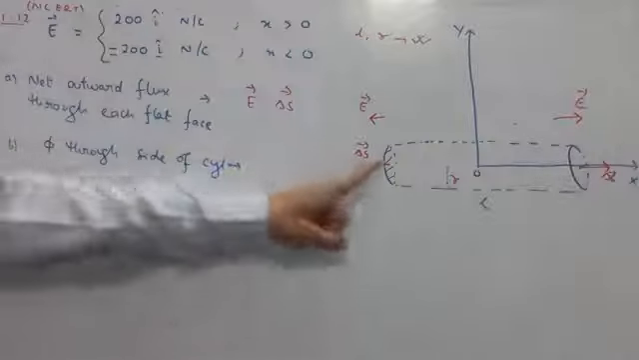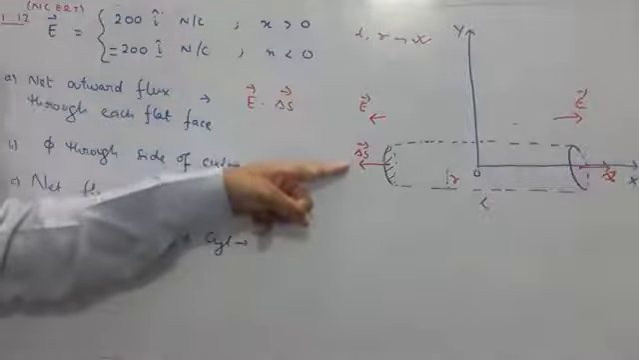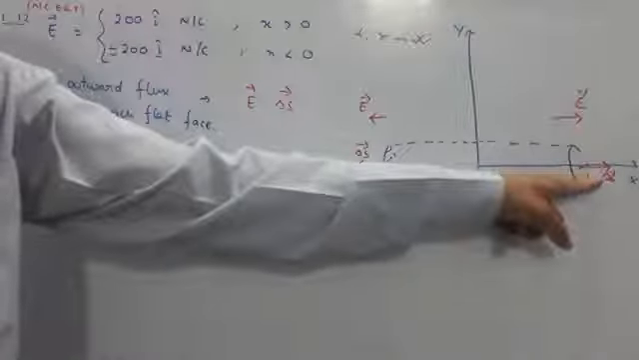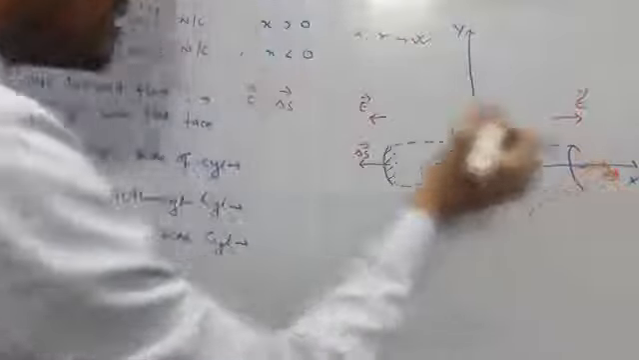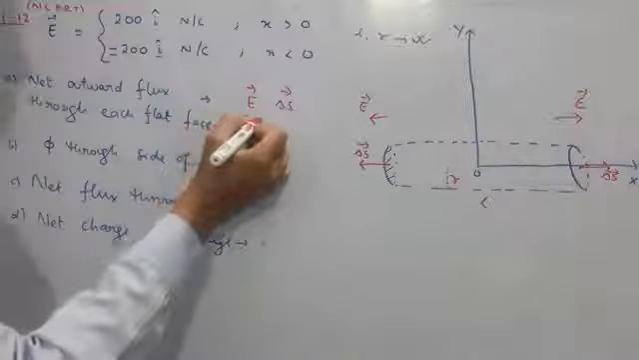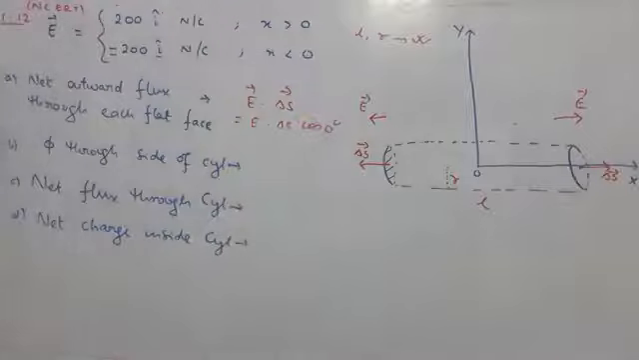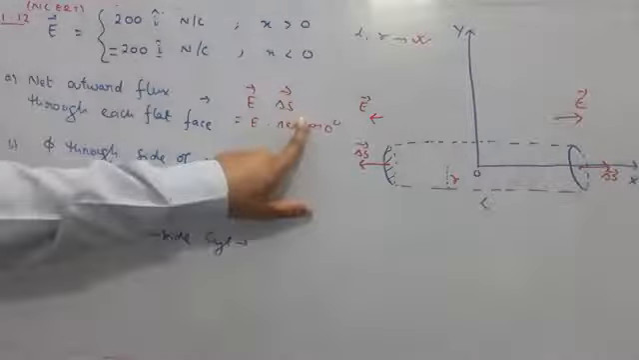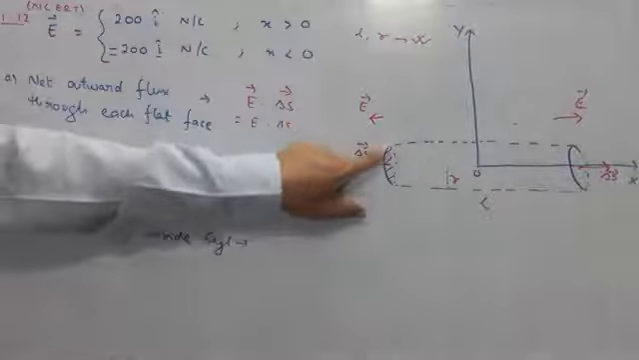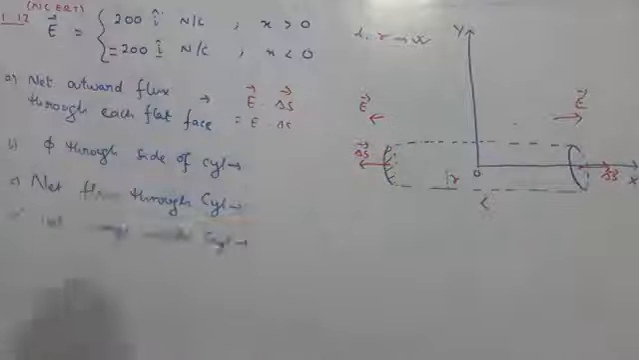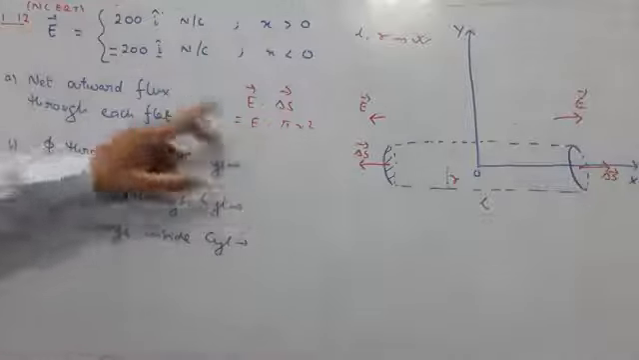If you see carefully, for both the faces, the area vector and electric field vector are in the same direction. Here also you can see the area vector and electric field vector are in the same direction. Since they are in the same direction, E dot delta S will become E times area delta S times cos 0 degree. Now cos 0 will become how much? 1. So this will be 1. Now the E value is 200 and the delta S value is the area of this circular part, that is nothing but pi r square. Substituting the value of r and E, you will get the answer.